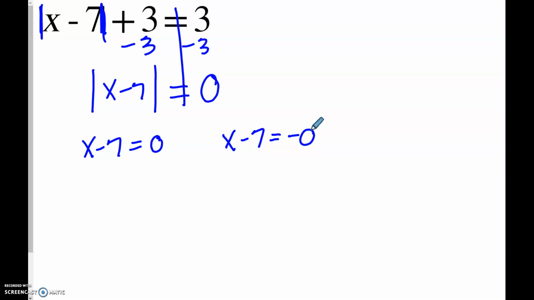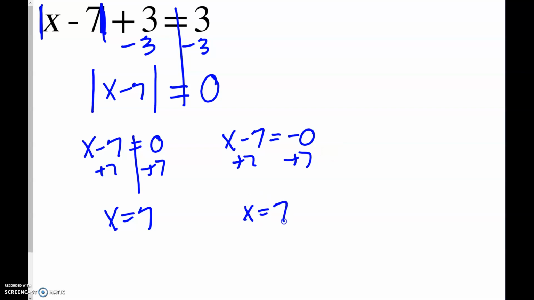And you were right. But if you don't remember that and you just solve this and you add 7 to both sides, you're going to get x equals 7. So if you go over here and you go negative 0 and add 7, first of all, I'm pretty sure your calculator is going to say error if you try to put in a negative 0. But no matter what, if you take that and you add 7, you get 7.